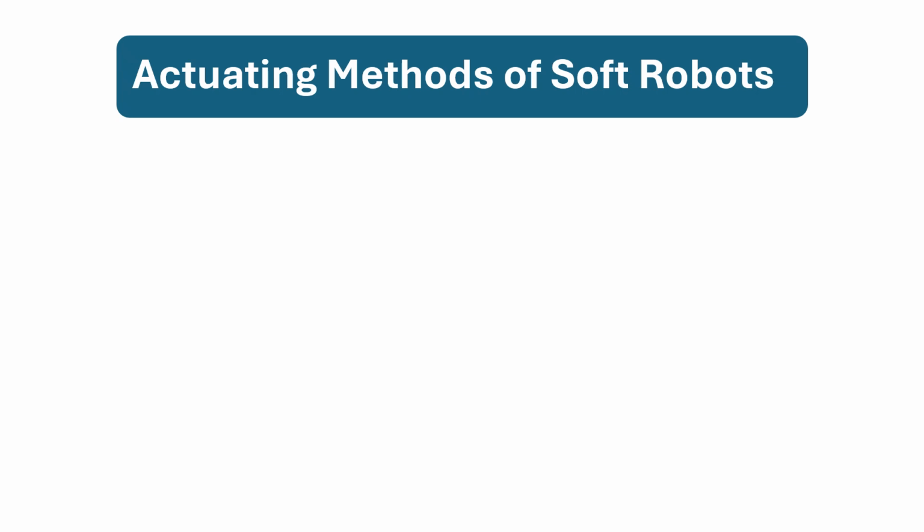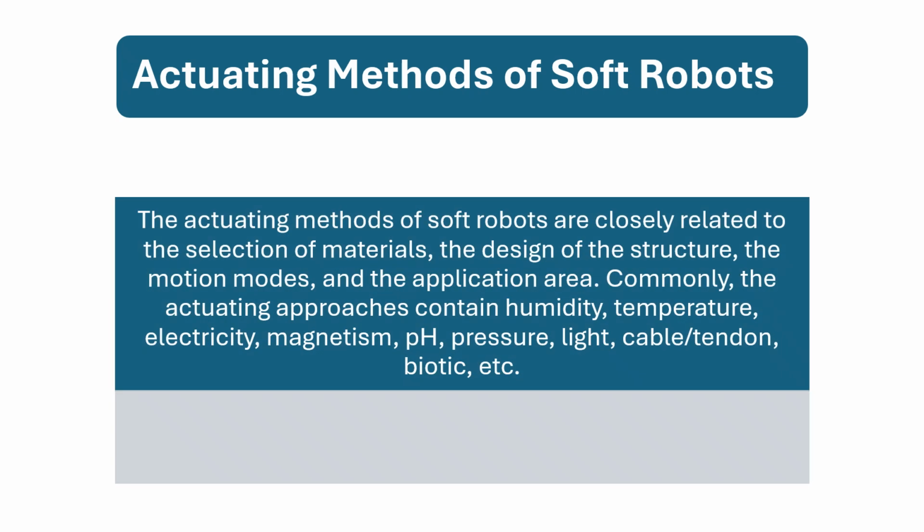Yesterday I shared a new research article on soft robotics. I am continuing with the same research article, part 2, that is actuating methods of soft robots. Today we will discuss different methods of actuating soft robots such as humidity actuating soft robots, thermal actuating soft robots, pH actuating soft robots, and the diagram representation of these soft robots.